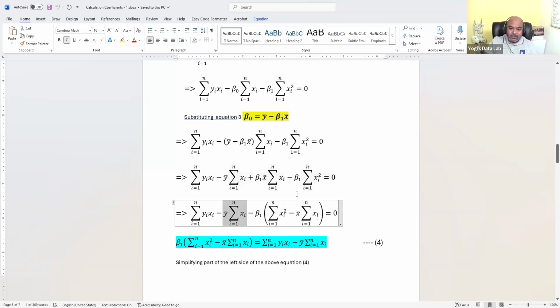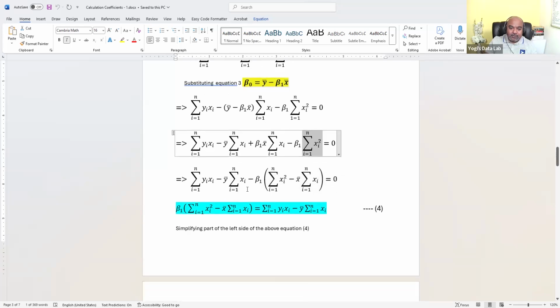So when you pull this out, minus beta 1, it becomes summation xi square minus x bar summation over xi equal to 0. So you can write it this way that beta 1 summation i equal to 1 to n xi square, this term, you will move it to the right, will be equal to this remaining part which is here, which is summation i equal to 1 to n yi xi minus y bar multiplied by summation i equal to 1 to n xi.